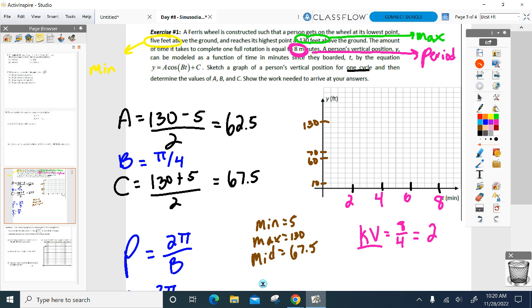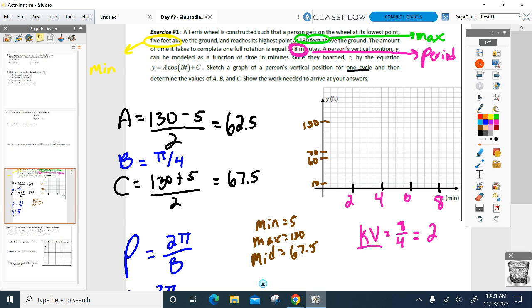Dylan, back to you. Where's cosine usually start? Max. But if you read this problem, it's constructed such that a person gets on the wheel where? Lowest point, right? Everyone see that? You get on it. Plus, let's think about it too. Ferris wheel. Anybody getting on the highest point? Taking that huge step up there? Me neither. I don't think they're bungeeing up there either. So at the lowest point, so where am I going to start here, Dylan?